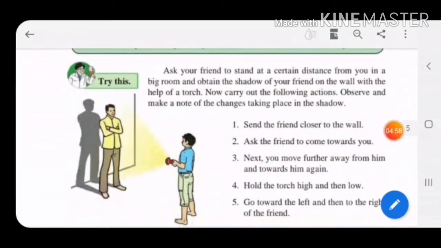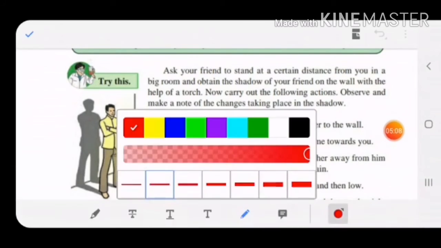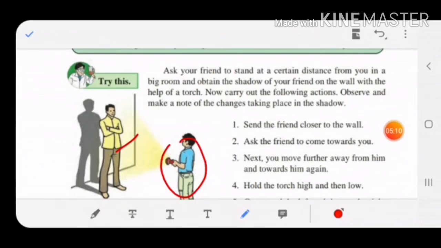Now children, one more experiment. Try this. Ask your friend to stand at a certain distance from you in a big room and obtain a shadow of your friend on the wall with the help of a torch. How is this boy doing it? This boy is holding a torch. This is your friend. Ask him to stand in the room at a certain distance from you and carry out the following actions. Observe and note the changes.